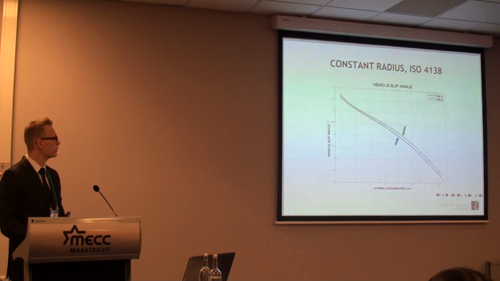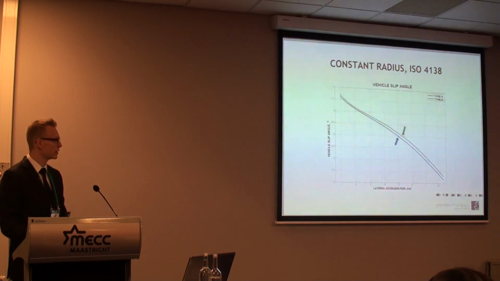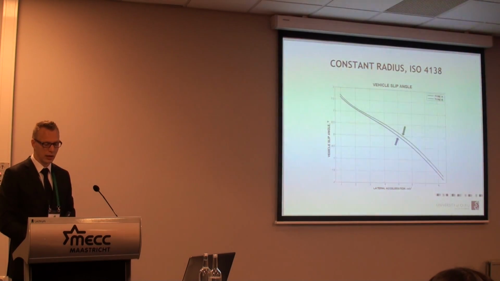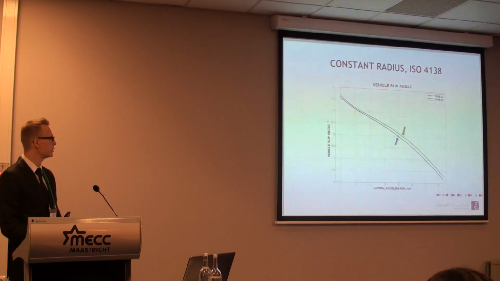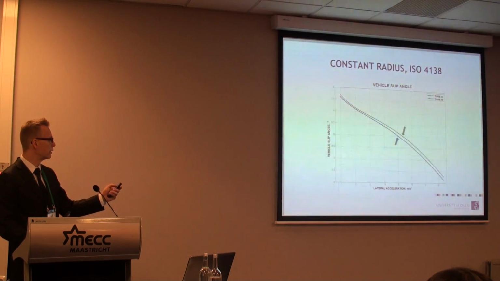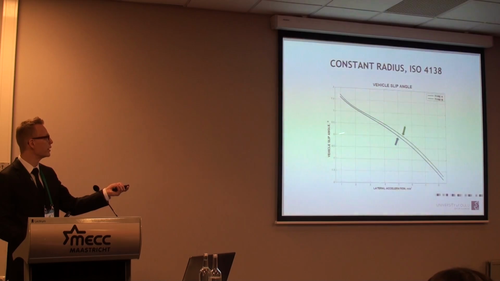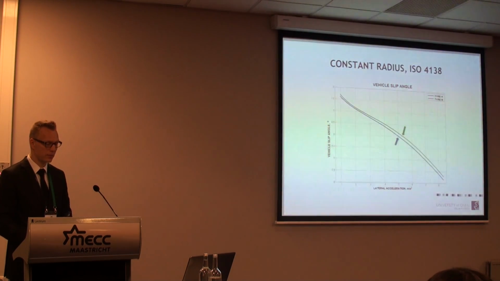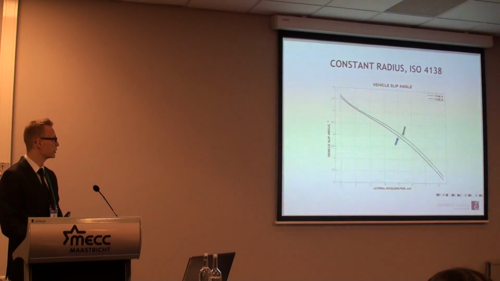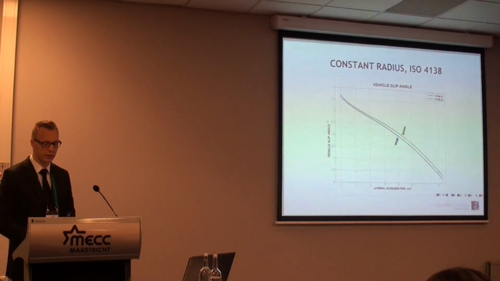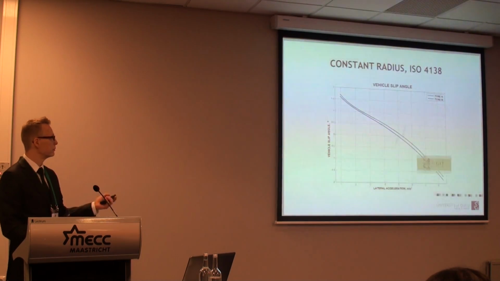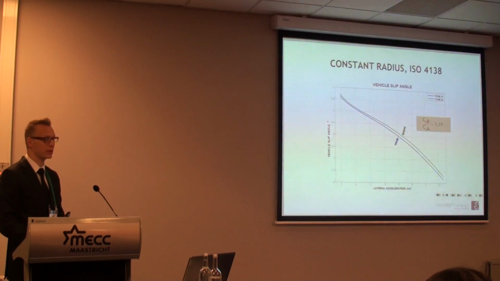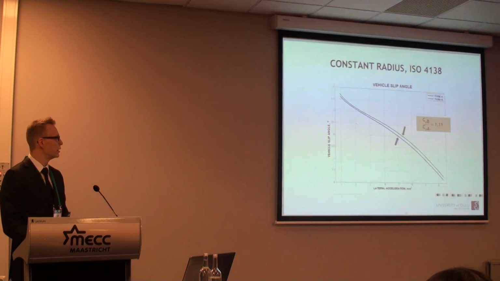And the last part for the constant radius was the vehicle slip angle as a function of lateral acceleration and backward calculation based on the fact here, when the car has a zero side slip angle, we were able to calculate the cornering stiffness, and once again we made a comparison between them, and it seems that tire B has higher cornering stiffness than A.